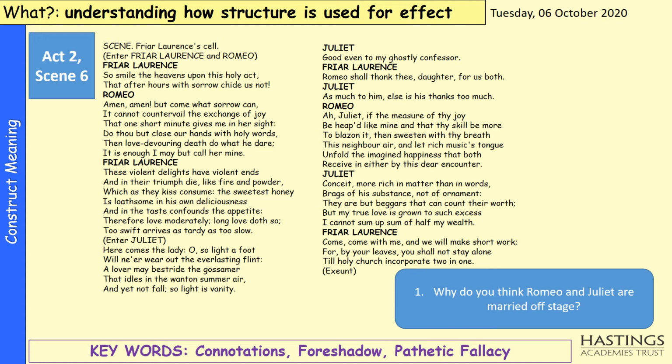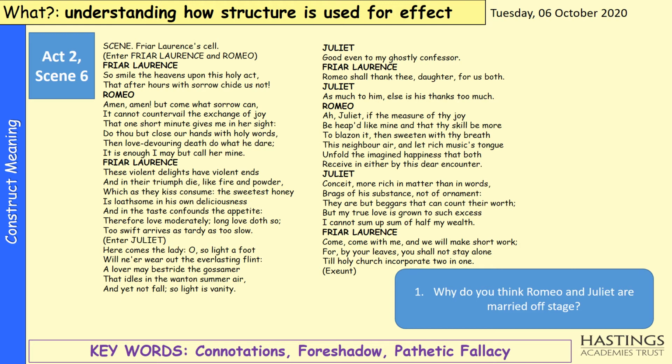Okay. Here we've got these violent delights have violent ends. Violent delights are contrasting words, an oxymoron, and he's giving Romeo a warning here. He's saying that if you love too passionately, too violently, then you might not have a good end. He's saying, therefore love moderately, long love doth so. So in order to have a long love, you need to love moderately, which is not what Romeo and Juliet are doing. So he's giving them a bit of a warning there.